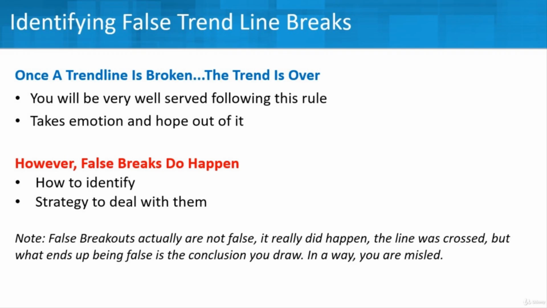And one thing to note about this, the terminology is like a false breakout, but actually, they're not false. It really did happen. The trend line really was crossed. But what ends up being false is the conclusion you draw from it. In a way, you are misled. It happens all the time. And we're going to look at how maybe to possibly identify these things so we're misled less.